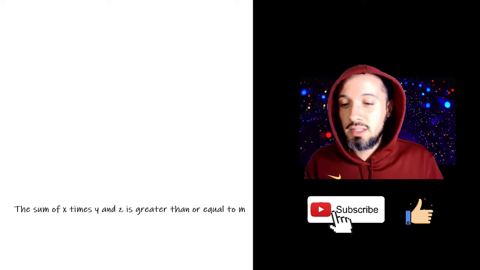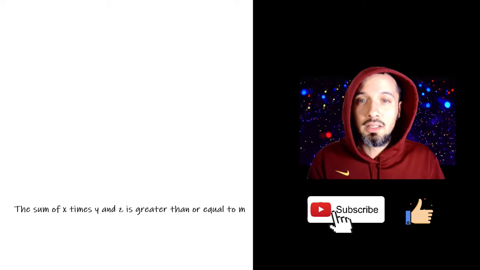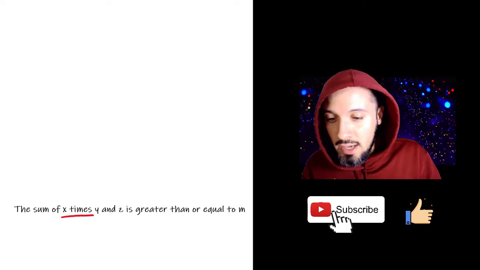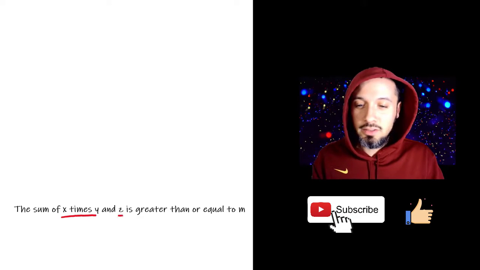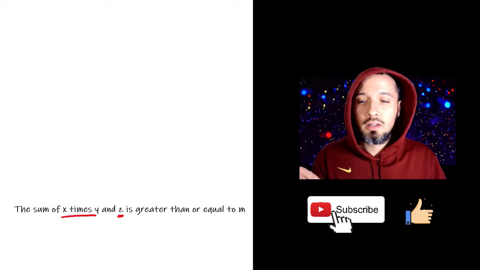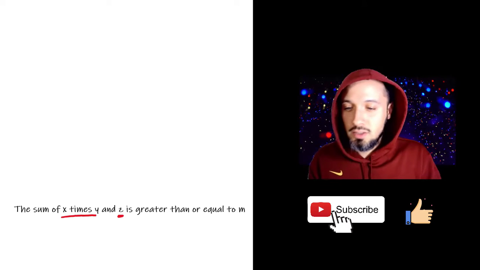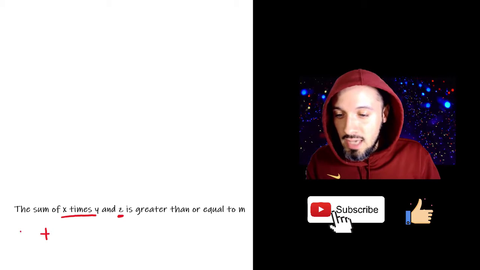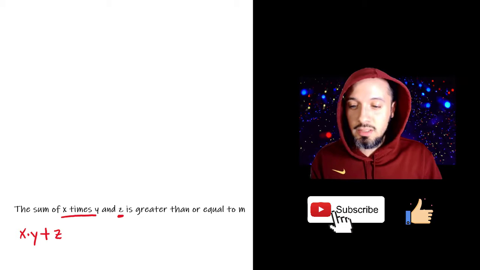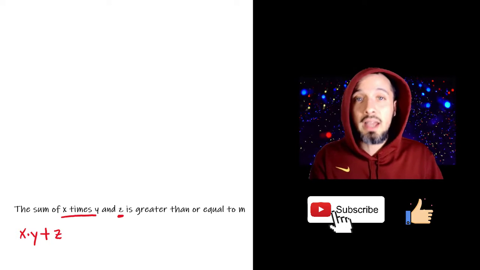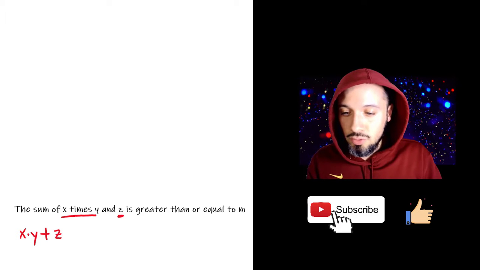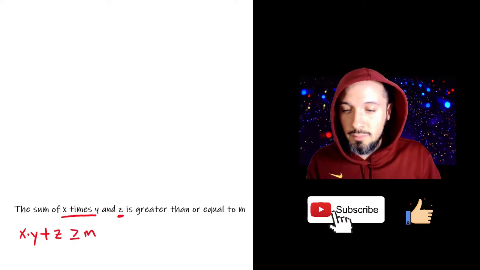Alright, and then the last one, it says the sum of x times y and z. So we're adding two things. X times y and z. I stress the word and because think of and as what splits it up before and after the plus sign. So we're adding x times y and, so that goes after the plus sign, z. So this is the sum of x times y and z. And then is greater than or equal to the letter m. And that's it.